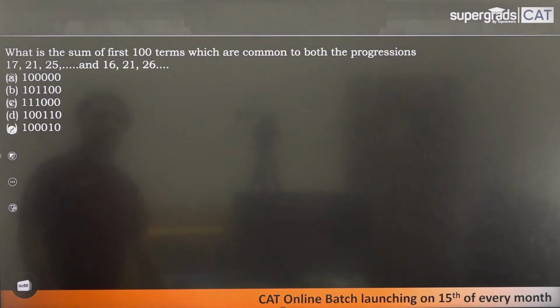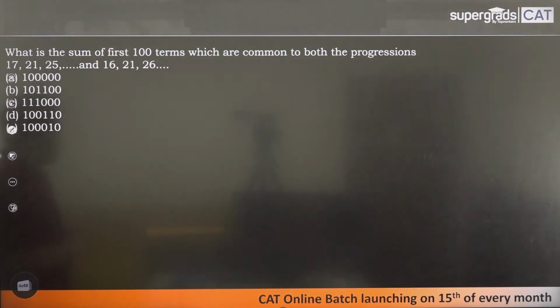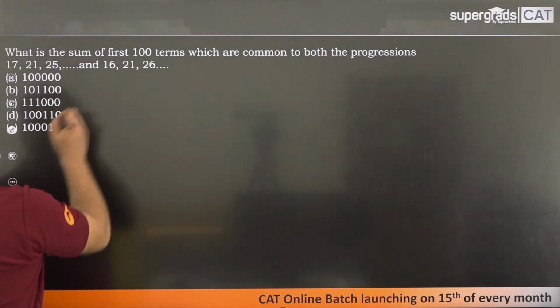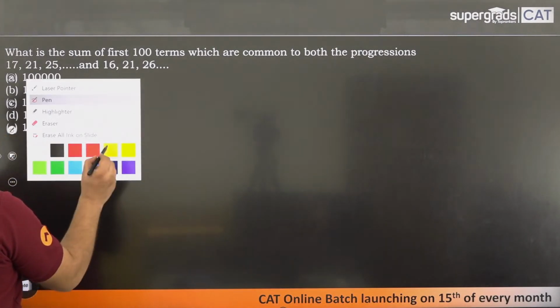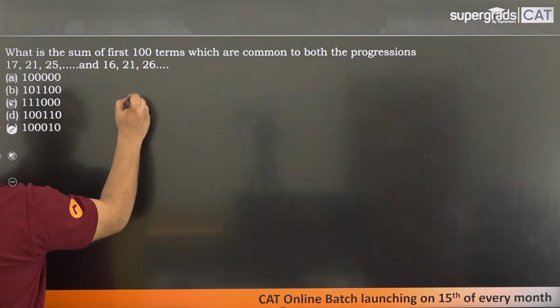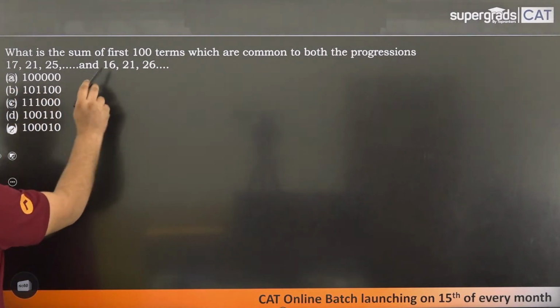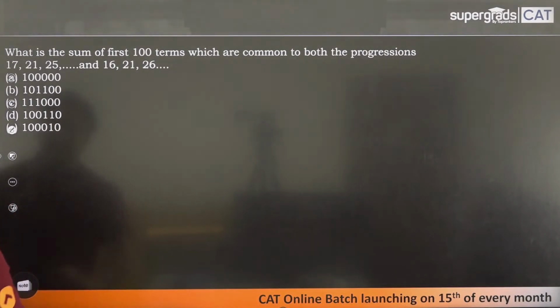So here comes the first question. What is the sum of the first 100 terms which are common to both the progressions 17, 21, 25, and so on, and the second series 16, 21, 26, and so on? So we have two series. Just a minute. The first series is here, and then we have the second series. I hope it is visible to everyone.